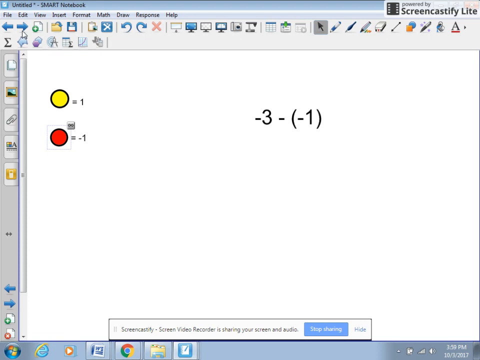What if we do -3 minus -1? We're starting with -3 counters, so 3 red counters. And I need to remove -1 counters. I can do that pretty easily. Just remove this one. And I'm left with 2 red counters, which means -2. Which means -3 minus -1 equals -2.